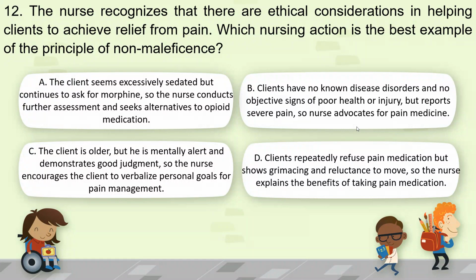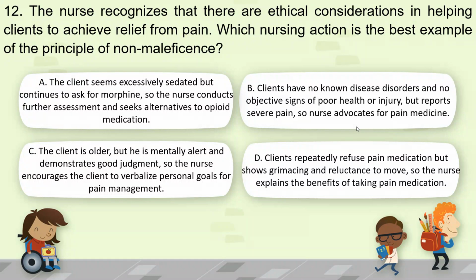Letter D, clients repeatedly refuse pain medication but shows grimacing and reluctance to move, so the nurse explains the benefits of taking pain medication. So here we're talking about non-maleficence. So the best answer is letter A. Letter D is eliminated because by explaining the benefits of pain medication, the nurse is applying the principles of beneficence to help the client recognize the balance between pain control and also safety.